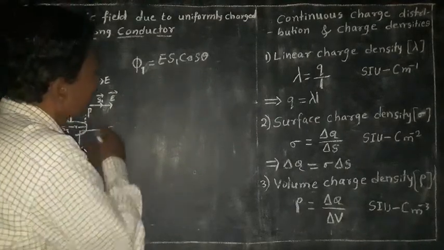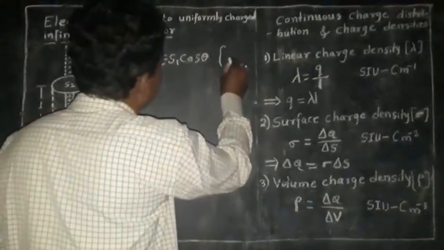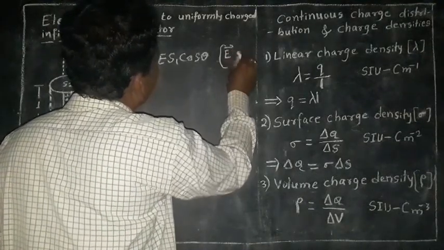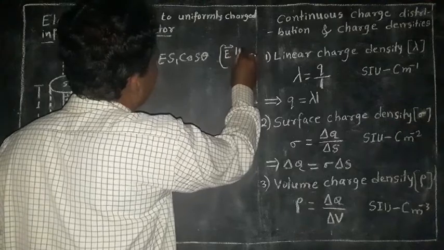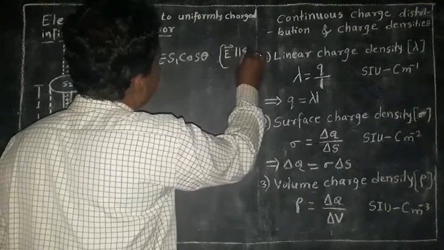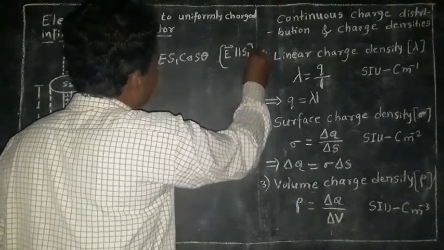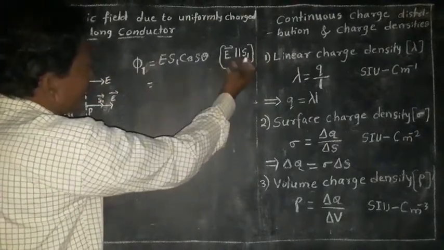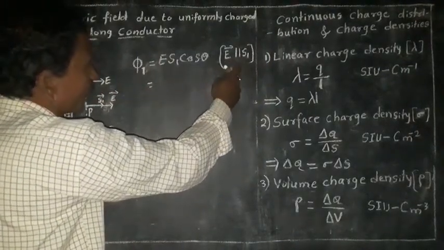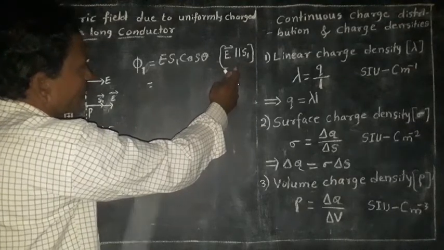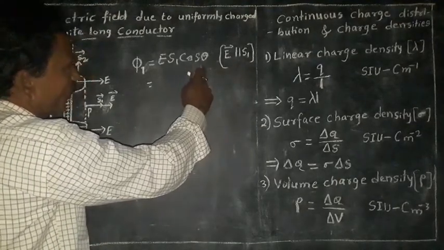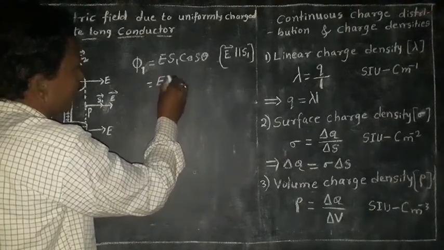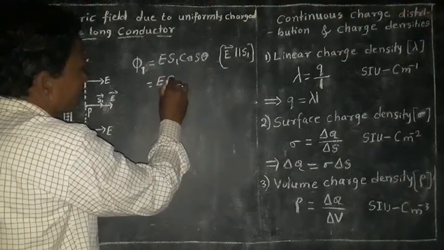Therefore, for the curved surface, the E vector and S1 vector are parallel to each other. Hence, phi 1 is equal to E S1 cos theta. If they are parallel, then theta equals 0, and cos 0 equals 1. Therefore, phi 1 is equal to E into S1.